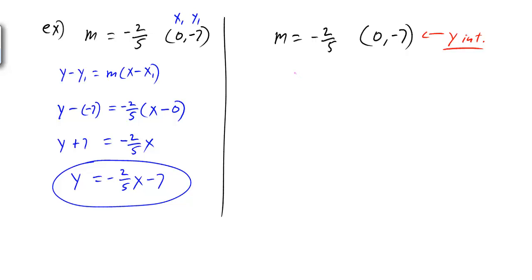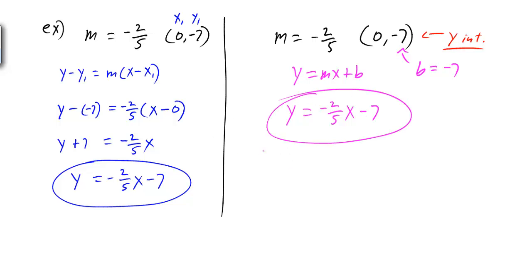So, if we want to use y equals mx plus b, this is going to be very straightforward because we already know that this is our b value, the -7. b is equal to -7. So we have y equals our slope, which is -2/5 times x plus b, so that's -7. And again, it matches the same equation we found using the point slope. So if you're given the y-intercept, then slope-intercept form is much easier and much faster to find the equation.